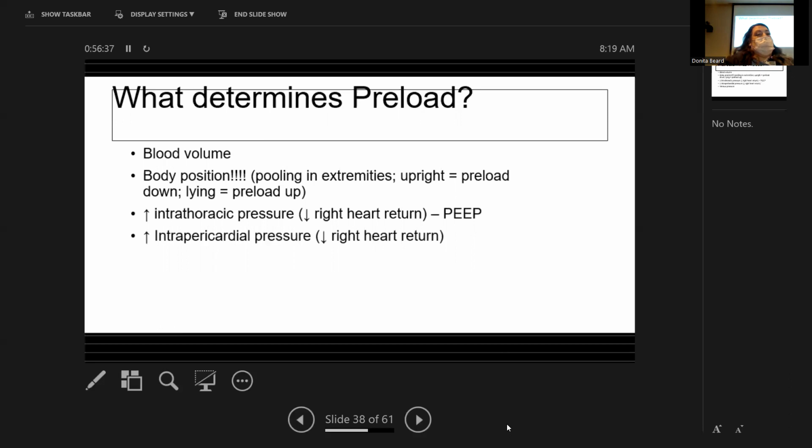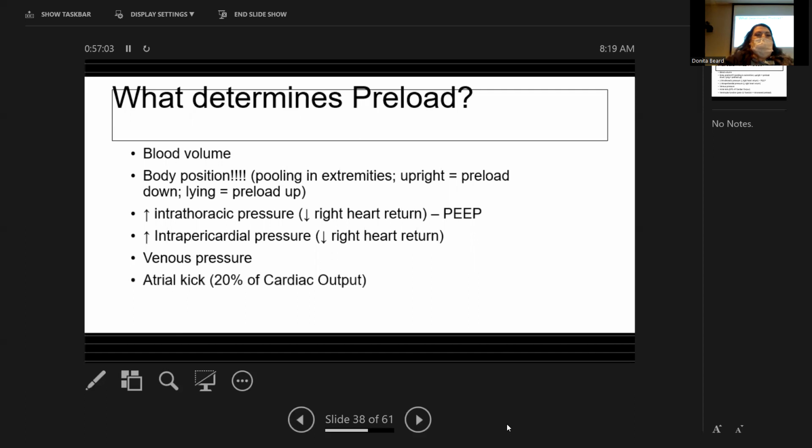You also increase pericardial pressure, same reason. Increased pericardial pressure does the same thing that increased intrathoracic pressure does. It creates a mechanism that the heart is fighting against. And so you'll decrease blood flow back if you have a big pericardial effusion and your pressures in the sac are high.